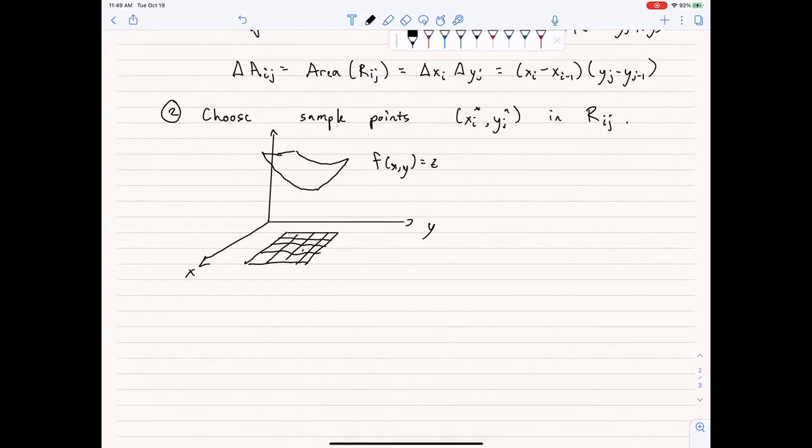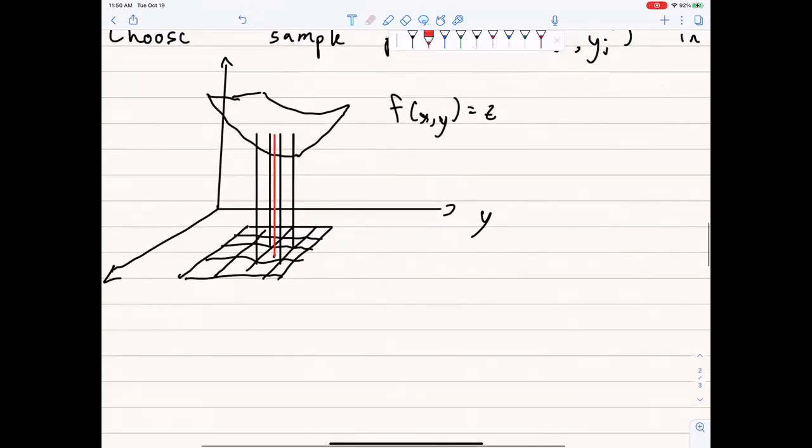Then we're going to take this rectangle that we've chosen our sample point in, and we're going to use that sample point to find the height of our function. Once we do, we can make a little rectangular box. Well, okay, people hopefully get the idea. You can make a little rectangular box of this height.